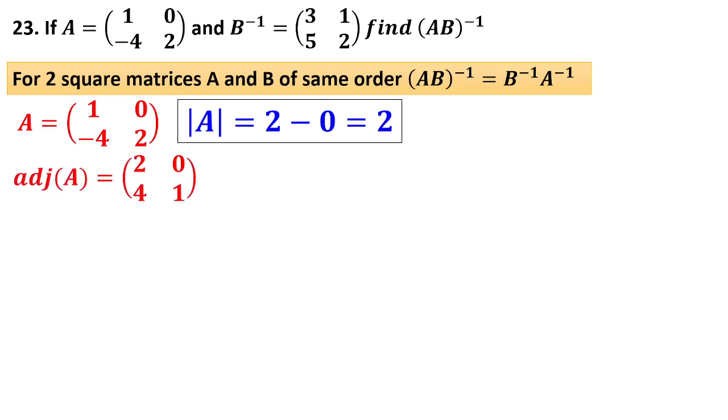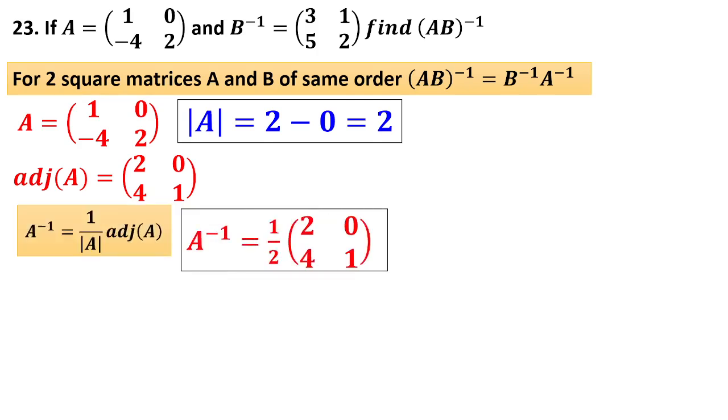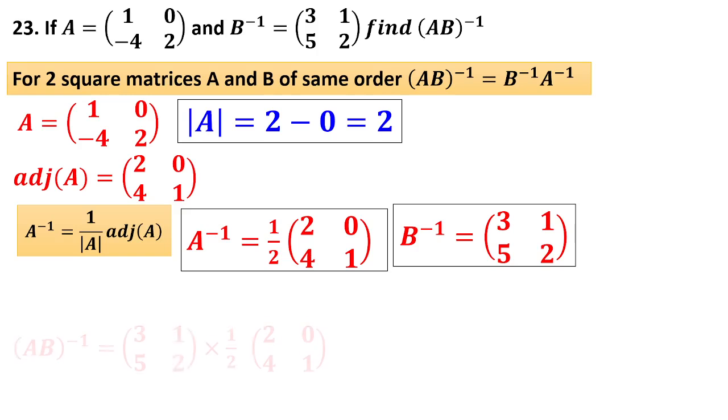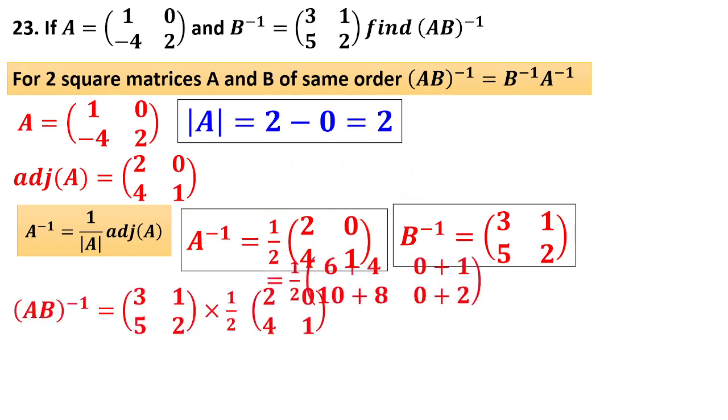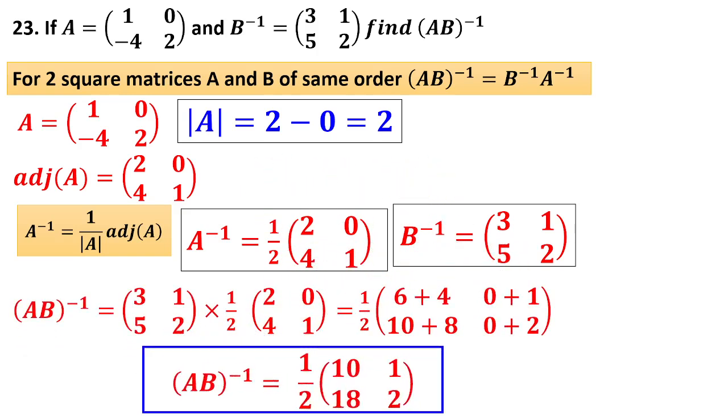Adjoint A is, you know how to do it. Interchange the major diagonal elements and change the sign of the minor diagonal elements. Well, A inverse formula, you know that A inverse is 1 by 2 into 2041. B inverse is given, multiply them, you will get the answer for AB inverse, 1 by 2 into 10, 1, 18, 2.